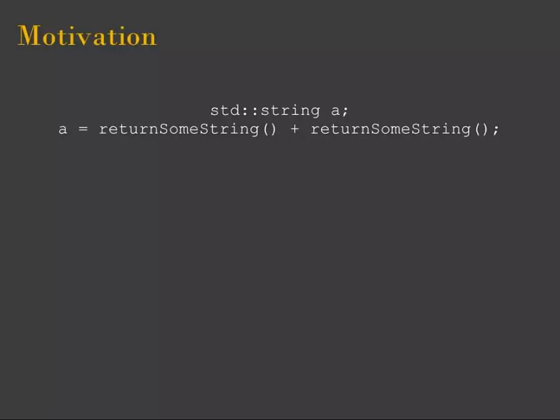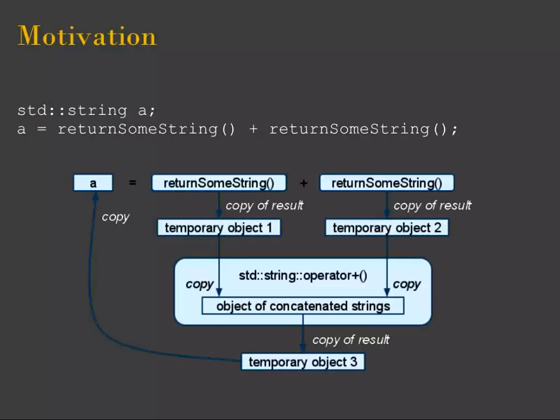Now, I'd like to show you why R-value references have been added into the new C++ standard. Let's have a look at this. This code just takes two strings returned from some function and concatenates them into the variable a. It is a sample of very common practice. So, what is interesting here? Let me show you this diagram.